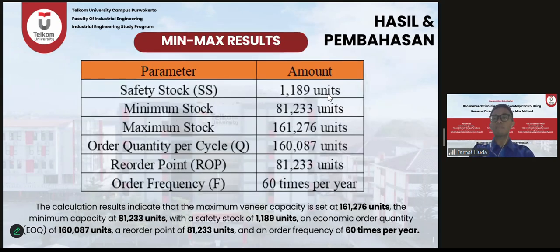The maximum stock capacity is set at 161,276 units, the minimum at 81,233 units, with a safety stock of 1,189 units, and the economic order quantity or EOQ is 160,087 units, and the reorder point is 81,223 units, and the order frequency in a year supports continuous production and efficient inventory turnover.